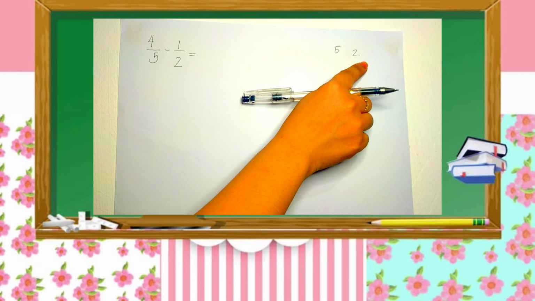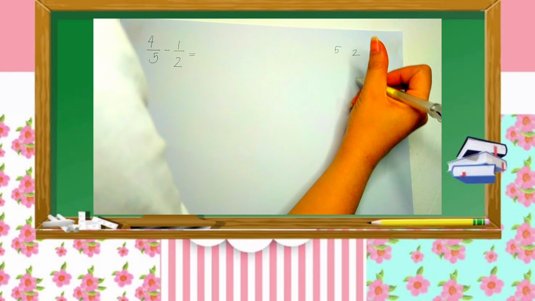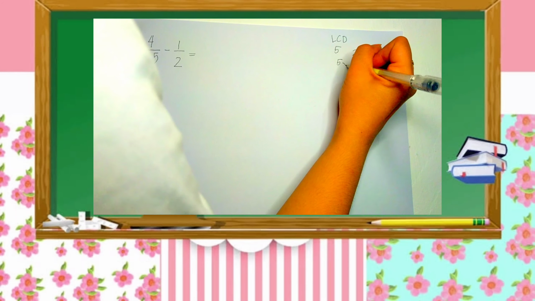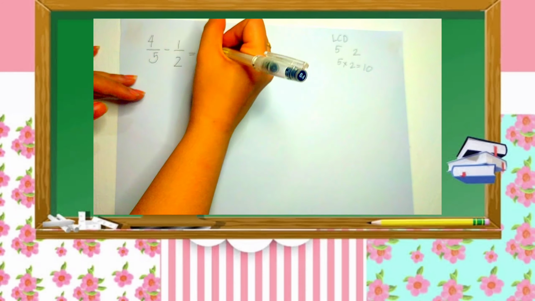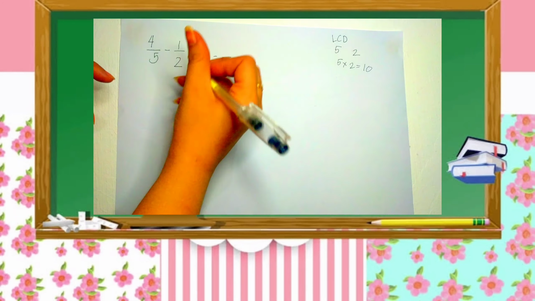Since 5 and 2 are co-prime, we will multiply these numbers. LCD: 5 times 2 equals 10. So the LCD is 10. We will use this as our new denominator.